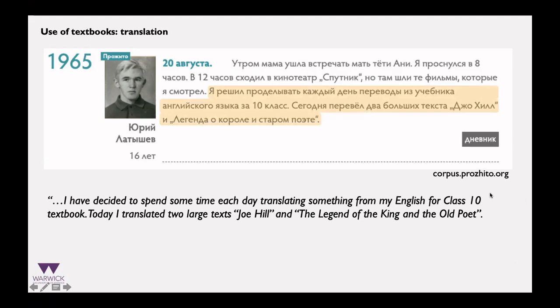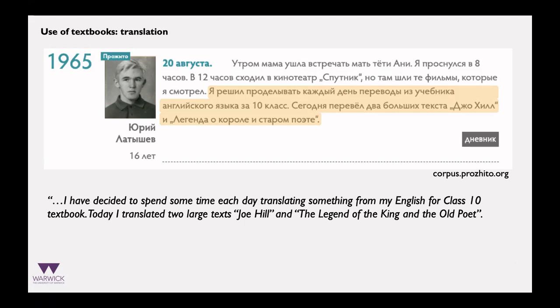And this section in particular stands out when he says, again, it's August, so it's his summer holiday. I've decided to spend some time each day translating something from my English for Class 10 textbook. Today, I translated 2 large texts, Joe Hill and The Legend of the King and the Old Poet. And this is actually that book here. This is exactly what he was translating.